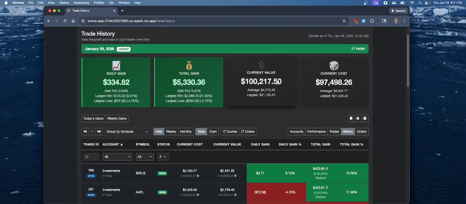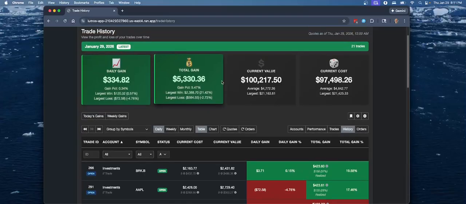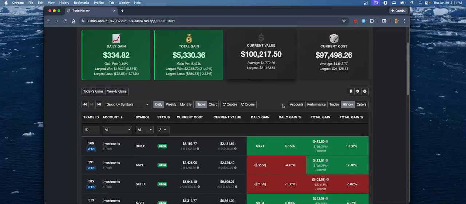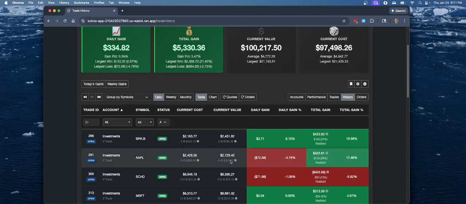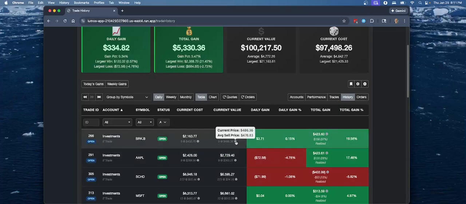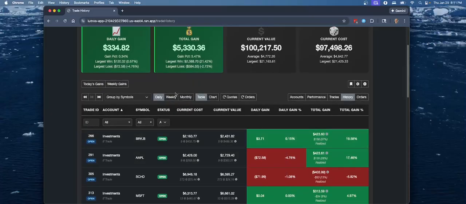So here's a roll up of how, let's see, we're looking at all of my trades, how much they gained for the day, how much they did over time, what's the largest win, largest loss, all sorts of interesting stats here. Current value of all of them added together, current cost of all of them added together, gains, losses, all that. You can see for each of them tooltips with the prices as well, including the averages, and the gains are realized, unrealized, that's all in there.